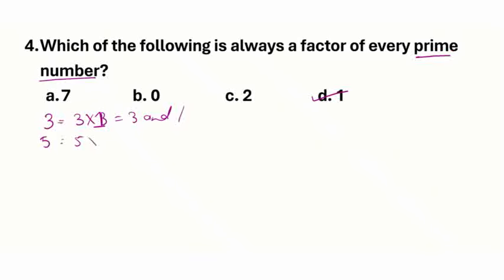Sorry, 5 ones are 5, the factors are 5 and 1. Like 13 ones are 13, again the factors are 13 and 1. So these are the prime numbers. This comes only in that table, not in any other table. So if you see this pattern, you can say 1 is in common, meaning 1 is the common factor for every prime number. So option D.